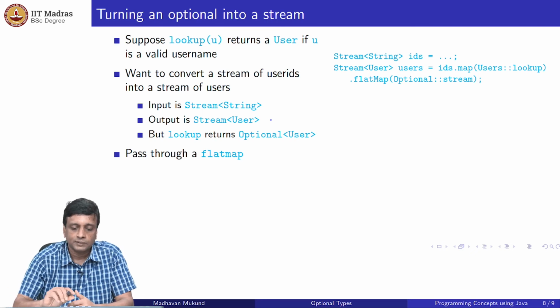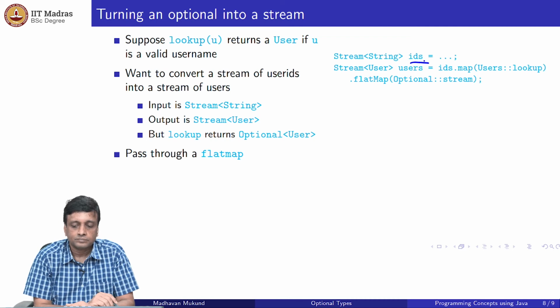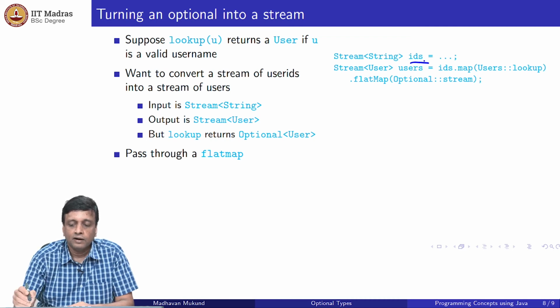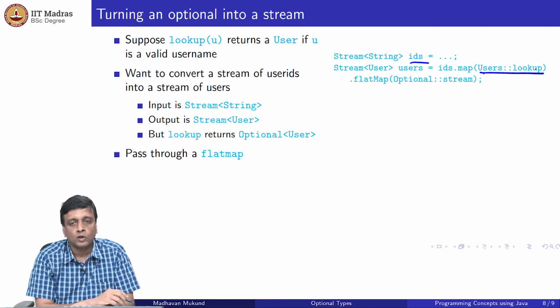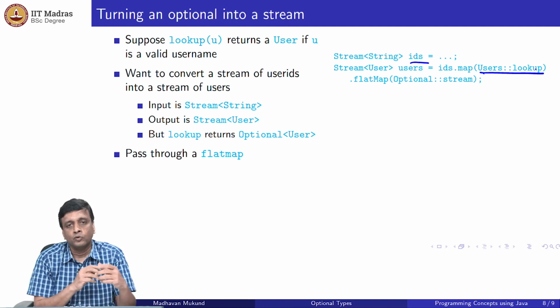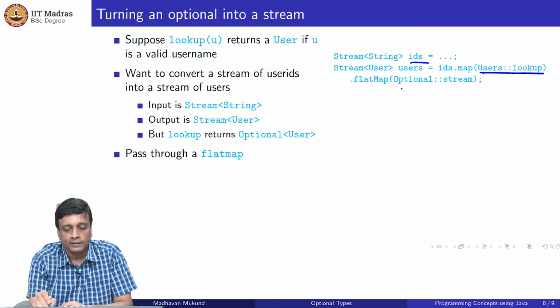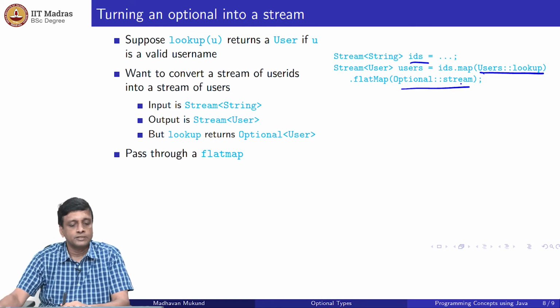So what we will do is that supposing I have this stream of IDs which is of type string, right? Then I will first map it using this lookup function. So when I map it using this lookup function, what it will do is it will produce a set of things which are of type maybe this whatever optional user, and now I flat map it and I produce a stream. So each of these will produce a stream out of it. Right?